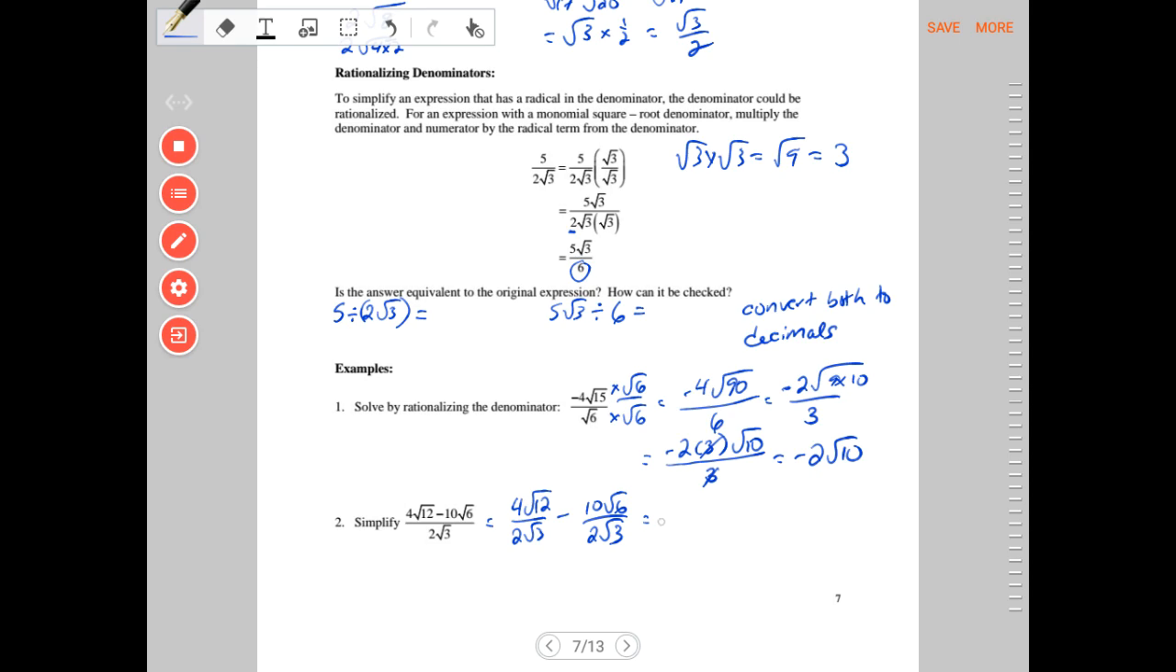So 4 divided by 2 is 2. Root 12 divided by root 3 is root 4. 12 divided by 3 is 4. Okay, 10 divided by 2 is 5. And 6 divided by 3 is 2. So that's 5 root 2. Now I can simplify this further because 4 is a perfect square. The square root of 4 is 2. 2 times this 2 makes 4 minus 5 root 2. All right, this has been good times.